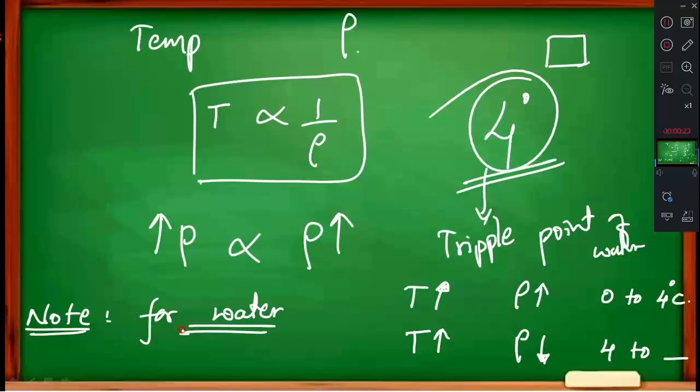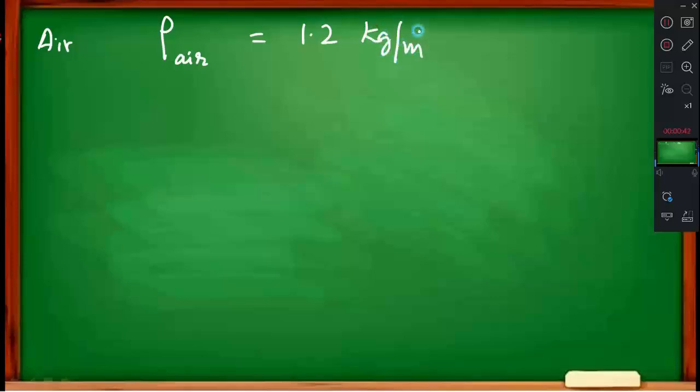Right? This is all about mass density. Now, what is the mass density for air? Anyone remember? Density of air. Write down 1.2 kg per meter cube. Density of water, 1000 kg per meter cube.